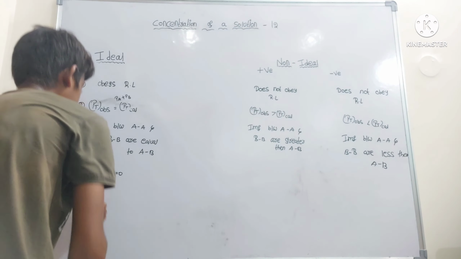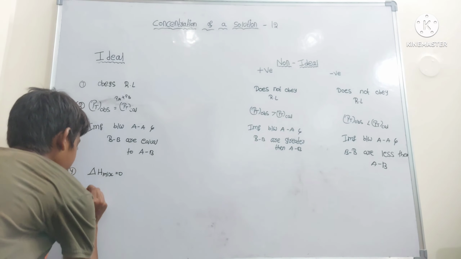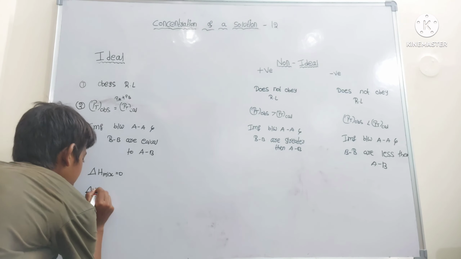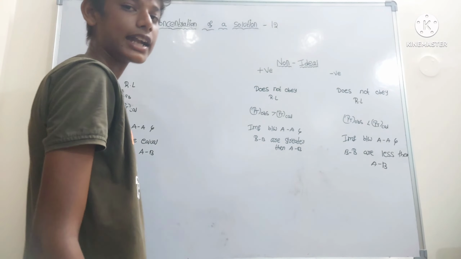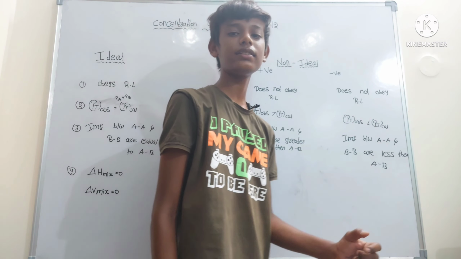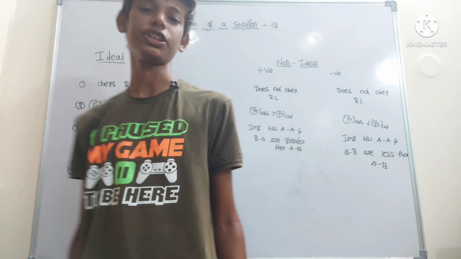And second point, the volume of mixing is equal to 0, that is delta V mix is equal to 0. This means the total volume of the solution is exactly the same as the sum of the volumes of solute and solvent.